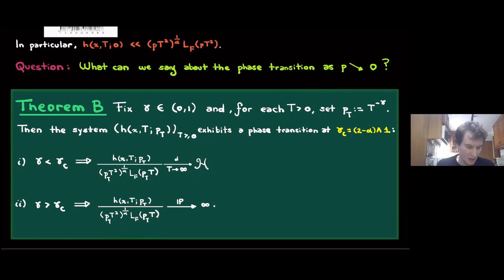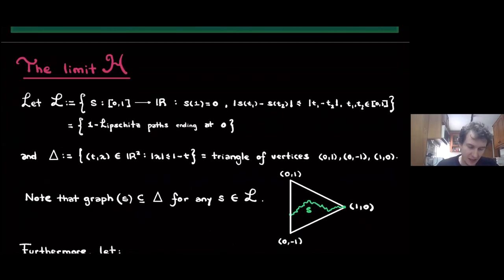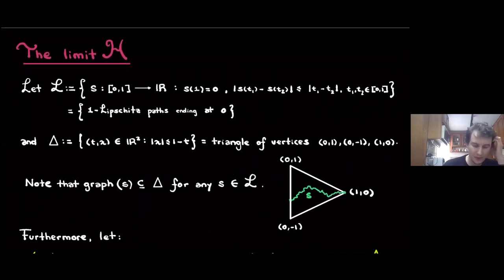Okay. So what I want to do next is explain a little bit what this H is, okay? And for that, I need to define a few things. So the first thing I want to define is a set L of paths. The set of paths defined on the interval 0, 1, which are one Lipschitz, so that means Lipschitz with constant equal to 1, and such that they end at 0, at the site 0 of R.